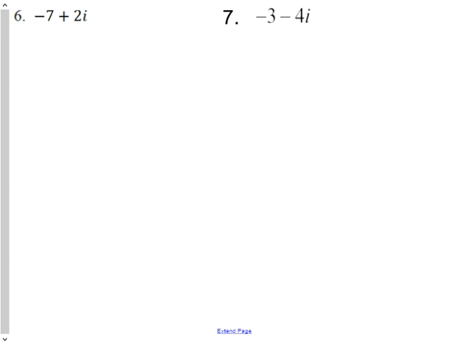One more left. Sorry, 2 more left. Negative 7 plus 2i. And this is like the point negative 7, 2. 49 plus 4. That's where I'm at already with my r. Square root of 53. And then for the angle, tan inverse.